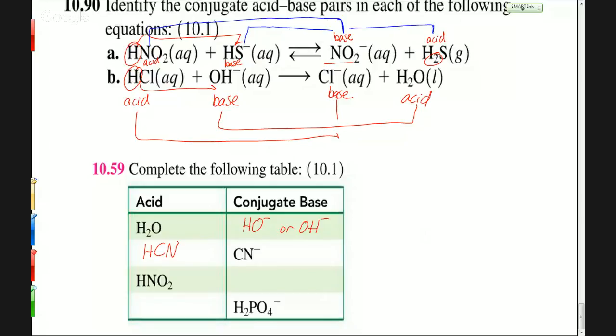All right, HNO2, that's called nitrous acid. We're going to take the H off, and that's going to make NO2 minus. And the last one, H2PO4 minus, dihydrogen phosphate. We add one more hydrogen, we get H3PO4, and that one's going to be neutral, because we add +1 to the -1 charge.